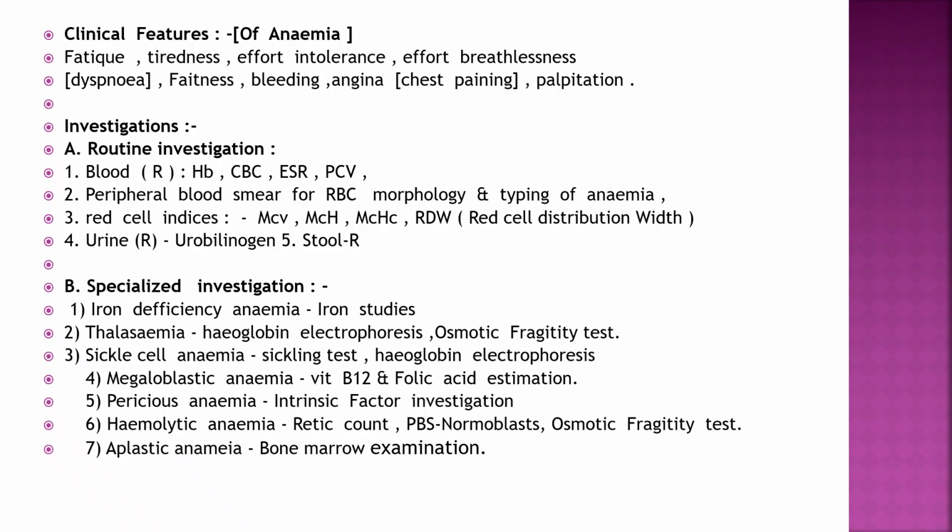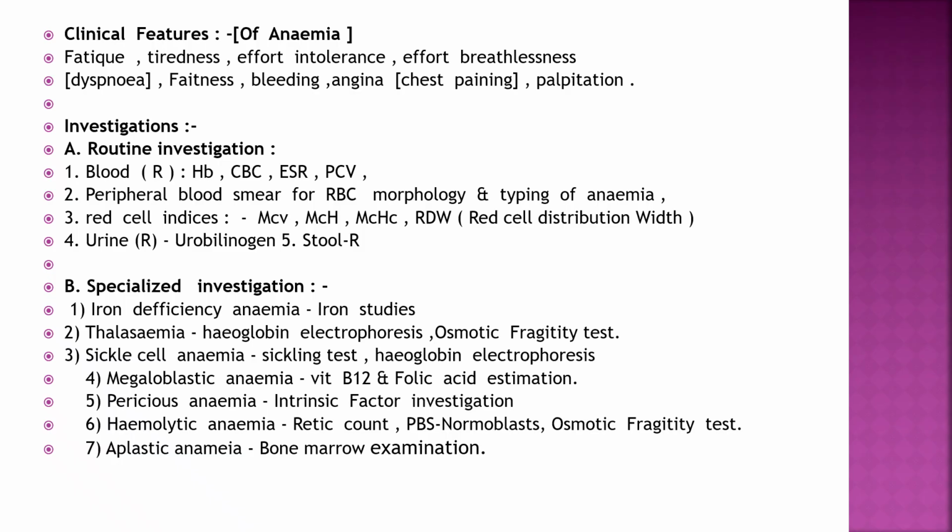In specialized investigations, we have to find out which type of anemia is there because the treatment is different. First, very common is iron deficiency anemia. In that, iron profile is done, that is serum iron, serum ferritin and percentage saturation. In thalassemia, hemoglobin electrophoresis, hemoglobin F and osmotic fragility test are done. In sickle cell anemia, sickling test, osmotic fragility test and the confirmatory test, hemoglobin electrophoresis, are done.